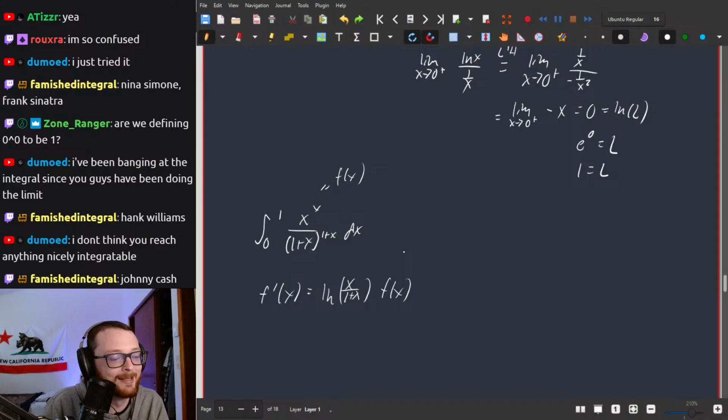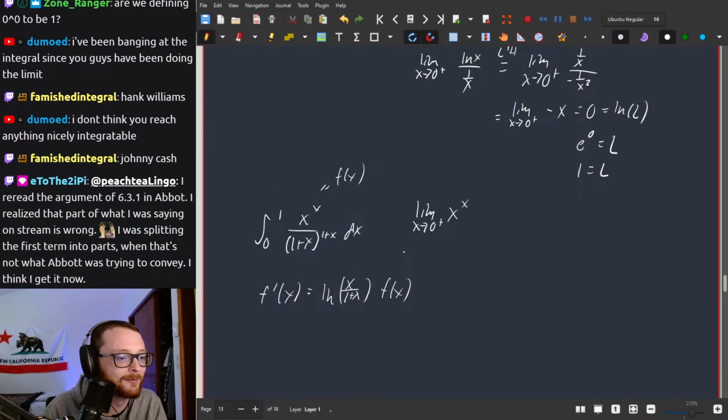Basically Zone Ranger, yeah. Or at least x to the x, as x goes to 0 from the right. Why are you confused, Roxra? Been banging at the integral since you guys have been doing limit. I don't think you reach anything nice and integrable. Oh.